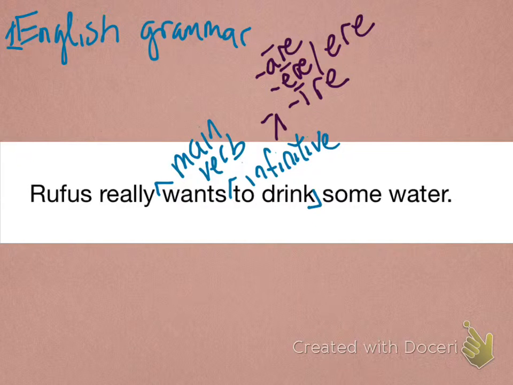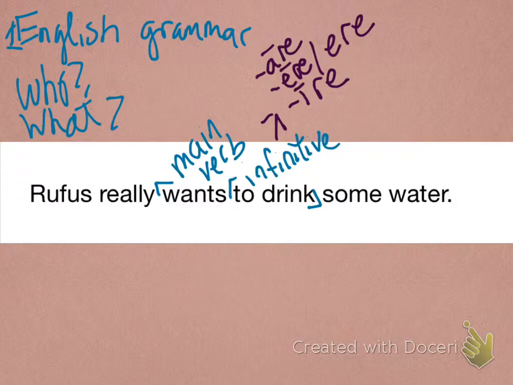Now that I have my verb, I want to find my subject. To find my subject, I'm going to ask the question who or what about the verb. So who wants to drink some water? Why, Rufus does. Rufus is my subject. And then Rufus wants to drink what? I can answer that question with a word in my sentence, water. So water is my direct object.